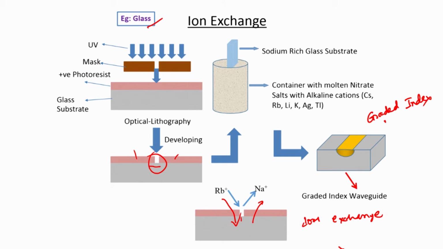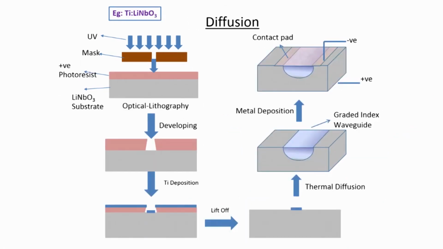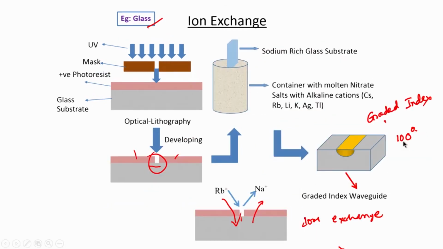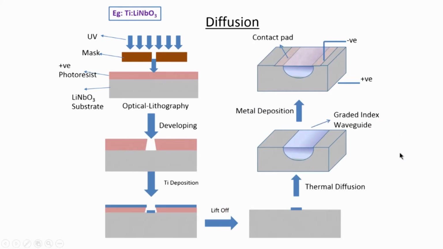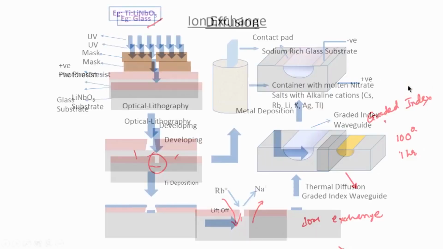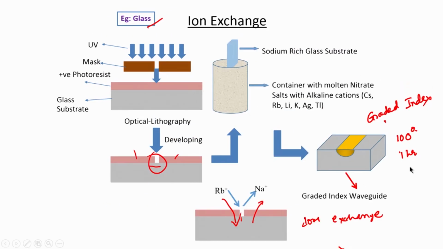Typical temperatures are of the order of a few 100 degrees centigrade for about 8 hours, or in the case of glass waveguides you can go for 1 hour, or less than 1 hour. So, it is not a very complicated process compared to others that we will see later on. Diffusion times are typically a few minutes to a few hours.